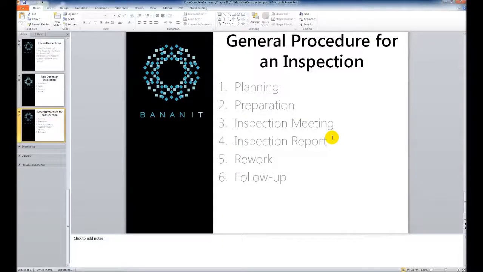Alright, we've discussed all the roles during an inspection meeting. How is an inspection meeting held? Now we're going to talk about the general procedure for an inspection. Alright, an inspection consists of several distinct stages.